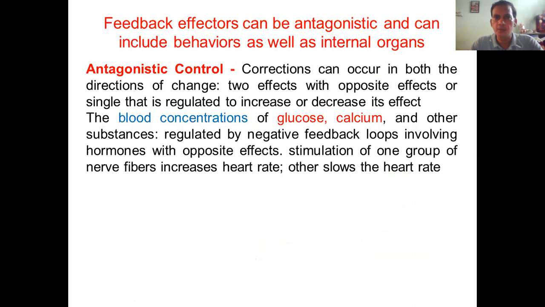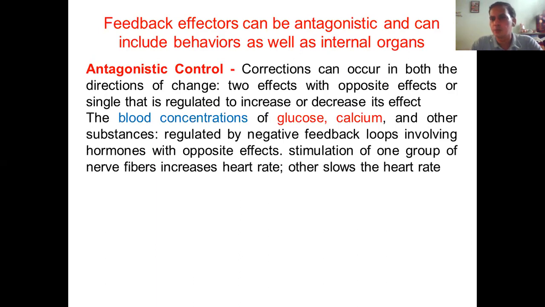So in antagonistic control, corrections can occur in both directions of change. Two effects with opposite effects, or a single effect that is regulated to increase or decrease. So either it could be two effects which are opposite, or it could be one which could lead to increase or decrease. An example could be the blood concentration. You can have glucose as well as calcium. So these are kind of negatively regulated. They are regulated by hormones of opposite effects.